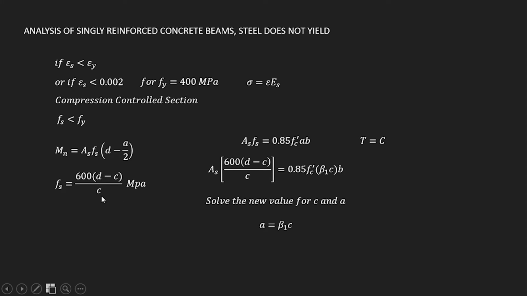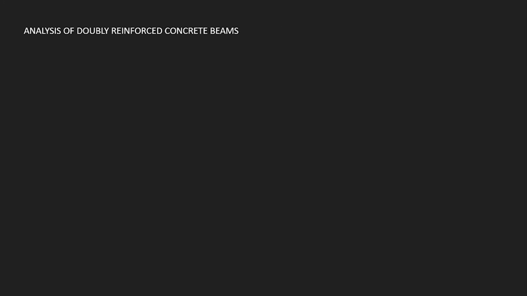Tapos, yung value natin for new Fs, yun yung gagamitin natin for this formula na Mn, na AsFs. So finally, if our steel does not yield, yung gagamitin natin na design strength, that is Phi AsFs times (d minus a/2). So ngayon, pag-usapan naman natin yung analysis of doubly reinforced concrete beams.